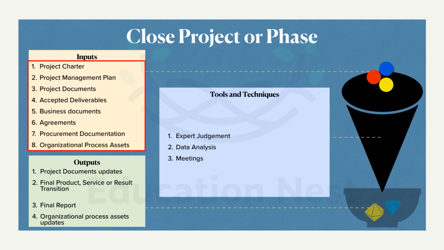The procurement documents. I think this is something we have not covered or talked about. We will talk about this in depth in the project procurement management. So for now, just know that we need to use the procurement documentation in the closing phase. And finally, the organizational process assets.